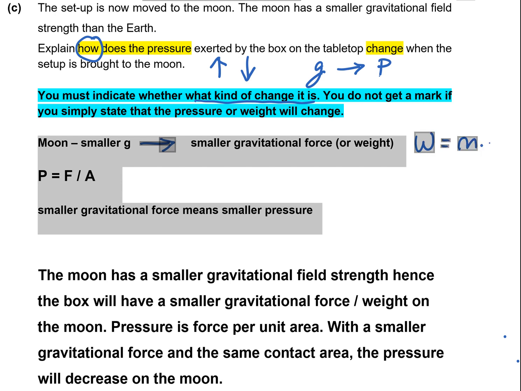So smaller g, so smaller W. Then you mention that pressure is force over area. This force over here is actually your W. So therefore, when the W changes, your pressure will change. You cannot directly mention g and link it to pressure. So you can see the answer over here: the moon has a smaller gravitational field strength, so there is a smaller gravitational force.